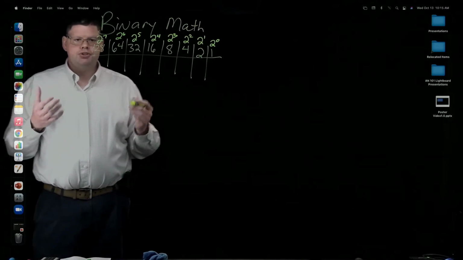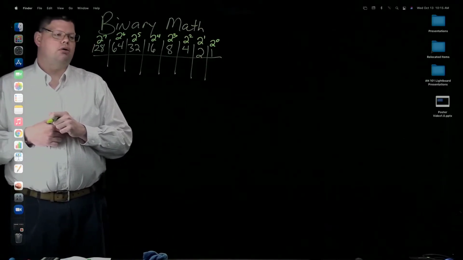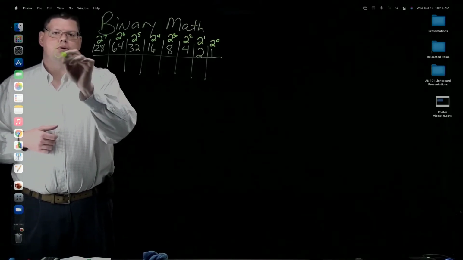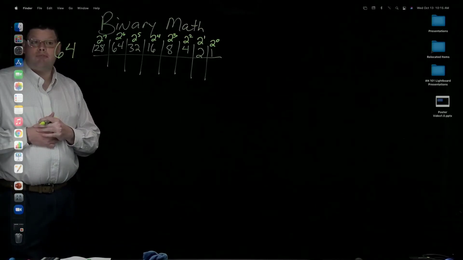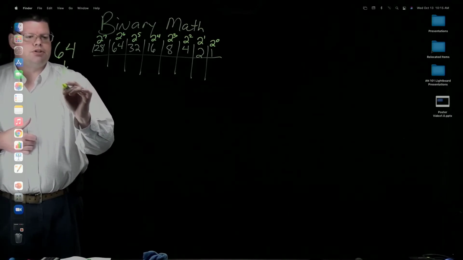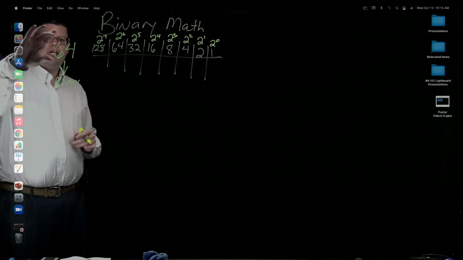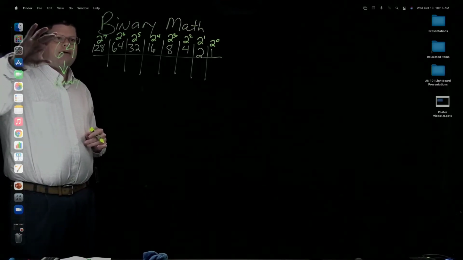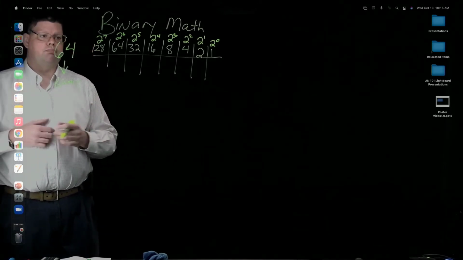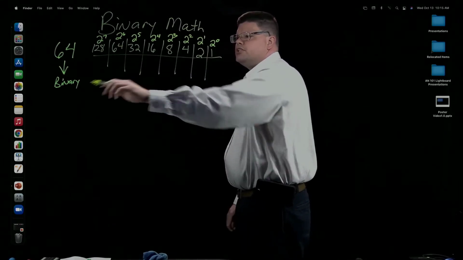Okay, so let's do an easy one. Let's do one of these numbers right here across the top so you can actually see how it looks. We're going to use the number 64 as the number we are going to convert from decimal to binary. The way that I have always taught this is that the number is how much money you have, and the numbers across here are how much things cost, so what you want to buy essentially. So we want to convert this number 64 to binary.